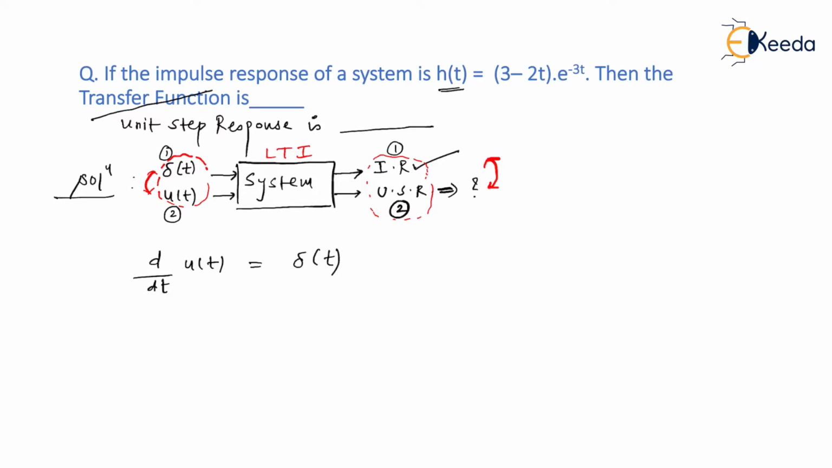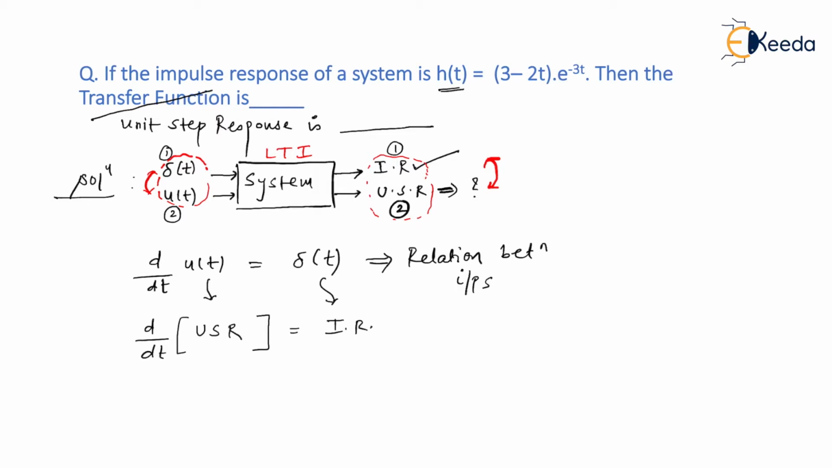It means if this is the relation between inputs, the same relation is applicable to their respective output. Then can I say that derivative of, what is the response for u of t? It is known as unit step response. Am I right? And this is equal to, what is the output for del of t? Of course, it is known as impulse response.